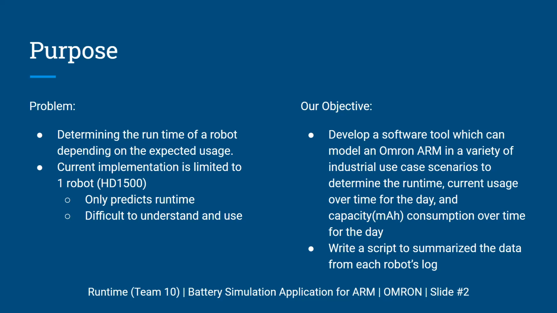So our objective is to develop a software tool which can model an Omron AMR in a variety of industrial use case scenarios to determine the runtime, current usage over time for the day, and the capacity consumption over time for the day. And as a plus, we would need to write a script to summarize the data from each robot's log.